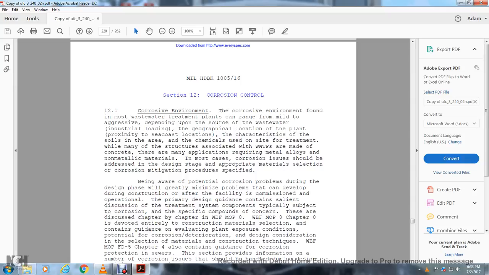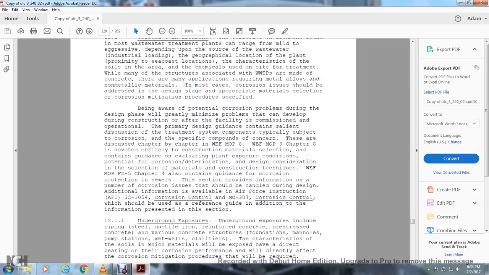While any structures associated with the WWTPs, or wastewater treatment plants, are made with concrete, many applications require metal alloys and non-metallic materials. In most cases, the corrosion issue should be addressed with the design, storage, and appropriate material selection, with the corrosion mitigation procedure specified. Being aware of potential corrosion problems during the development phase greatly minimizes the problems that can develop during construction, after the facility is commissioned, and during operation.